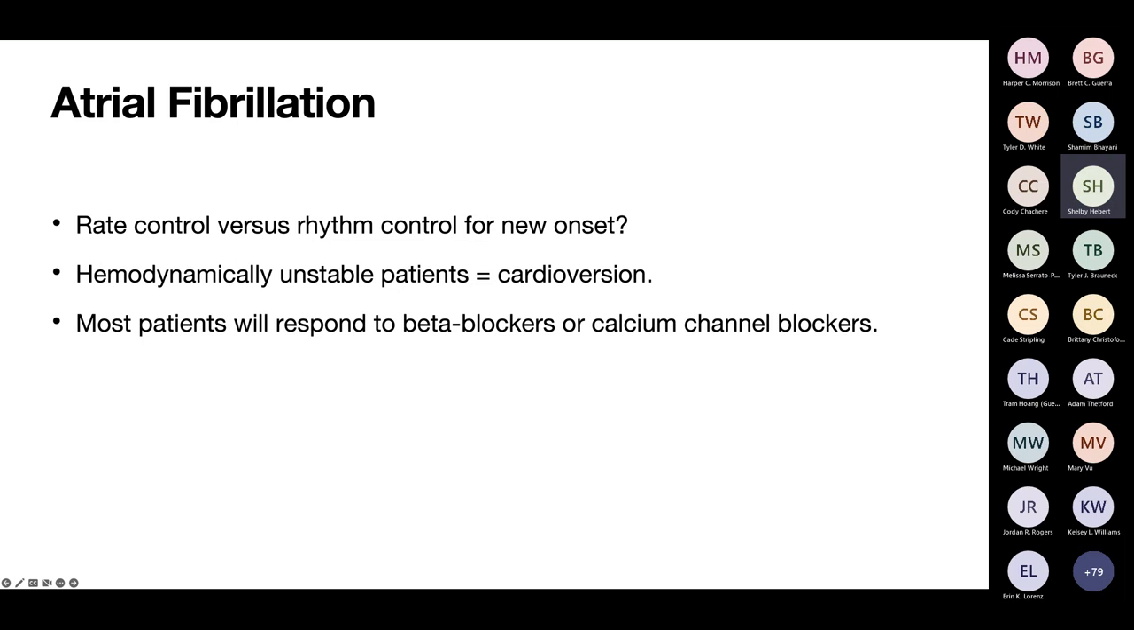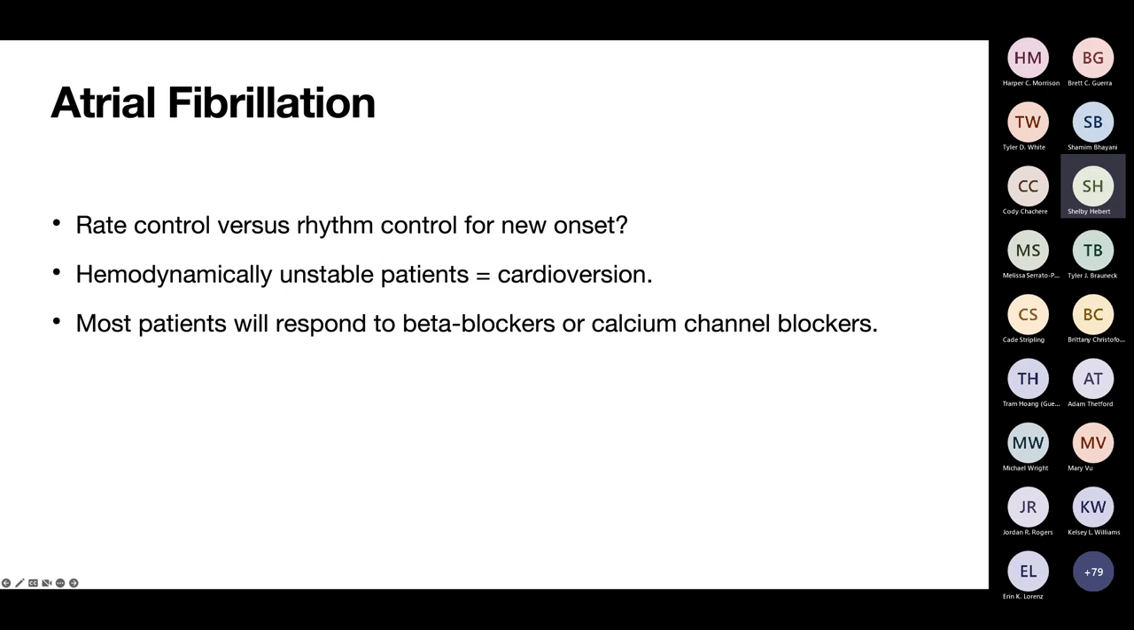So what you have to decide is, is this something where I just need to get rate control? Like a pre-existing patient, I just want to bring their AFib down to a normal rate. Or is this somebody that you want to consider getting back to the normal rhythm? They were in a sinus rhythm, something's happened, and now they've gone into a rapid AFib.